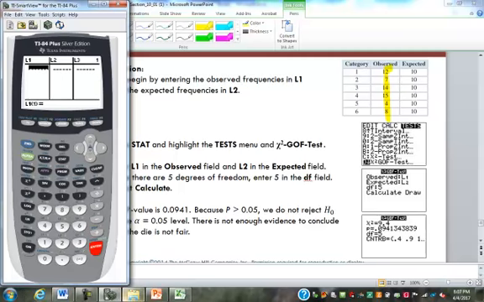So we have 12, 7, 14, 15, 4, and 8. Then in list 2, I'm going to put in the expected values. They're all 10. So I've got them all entered in. So I'm going to exit out of there. I'm going to do Stat, Tests. This is a chi-squared goodness of fit.